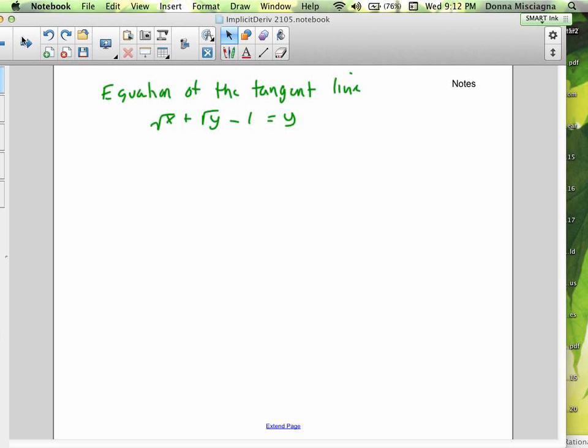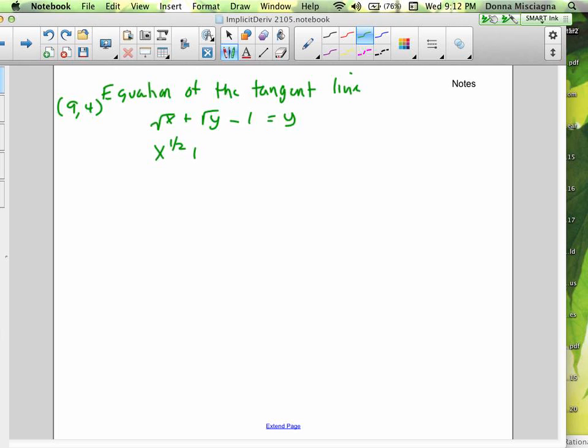All right, so we want to find the equation of the tangent line. Very first thing we're going to do, and I believe yours has it written in, the point was 9, 4. You can't find the equation of a tangent line unless you know where. So it's at 9, 4. Let's first of all change the radicals to exponents. So x to the 1/2 plus y to the 1/2 minus 1 equals y.